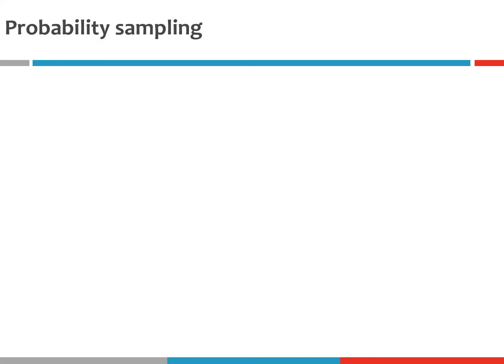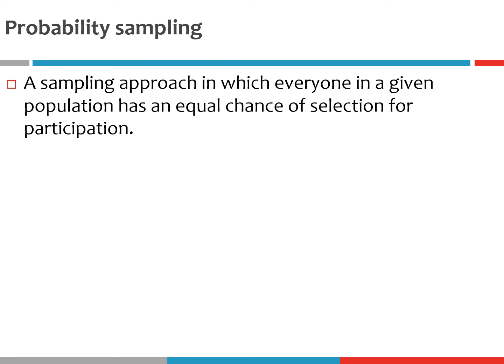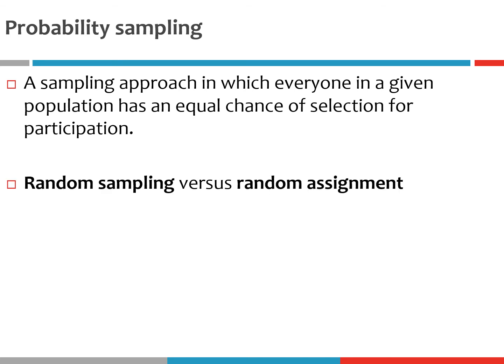So now we're going to talk about different methods of sampling, okay? So first we have what's called probability sampling. Probability sampling is a sampling approach in which everyone in a given population has an equal chance of selection for participation, right? So there's going to be a key distinction here.